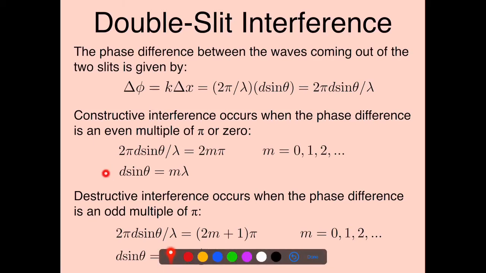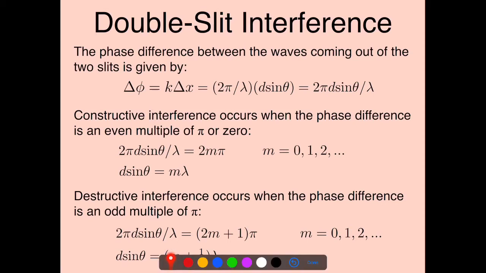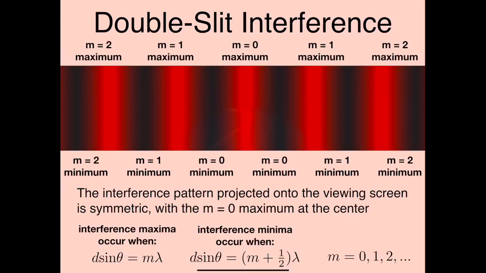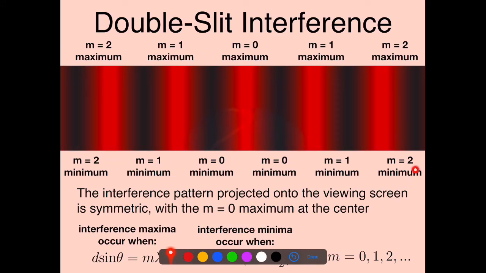So when we have constructive interference, d sine theta is an integer multiple of the wavelength lambda. When we have destructive interference, d sine theta is a half integer multiple of the wavelength lambda. So those are the two conditions for constructive and destructive interference, and we can use them to locate where the bright spots and the dark spots on the screen are going to be located. So this is what we would see projected onto the viewing screen in a double-slit experiment. It's a series of alternating bright and dark bands, and we call this entire thing the interference pattern.